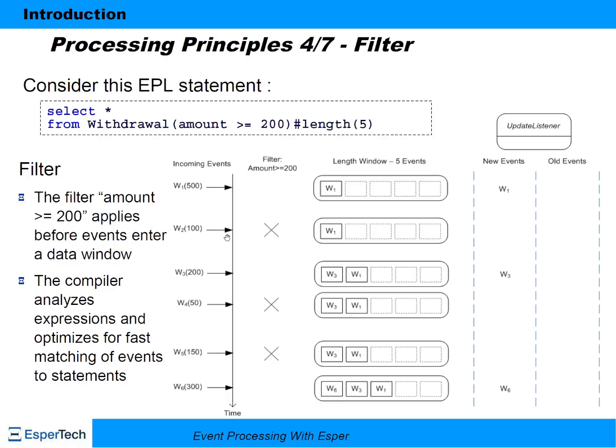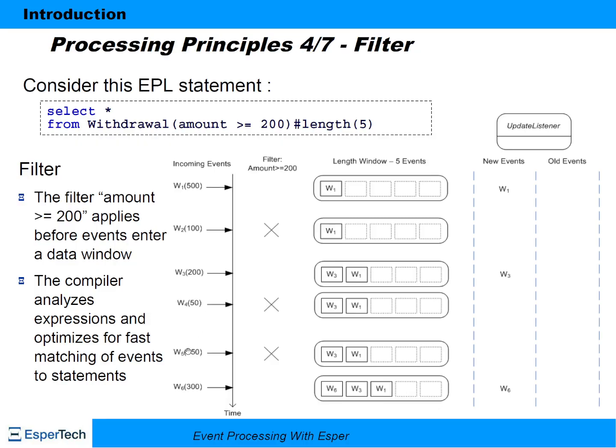When withdrawal event 3 with amount 200 comes in, since the amount value 200 satisfies the filter, the runtime adds withdrawal event 3 to the data window and outputs the withdrawal event 3. When withdrawal event 4 with amount 50 comes in, since the amount value of 50 does not satisfy the filter, the runtime ignores the withdrawal event 4.